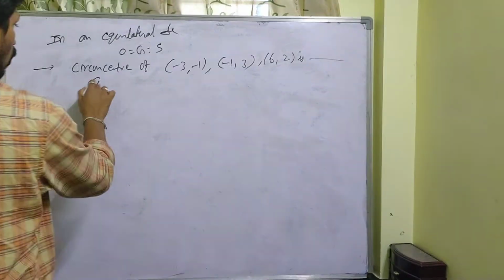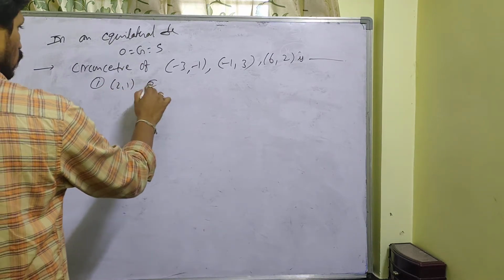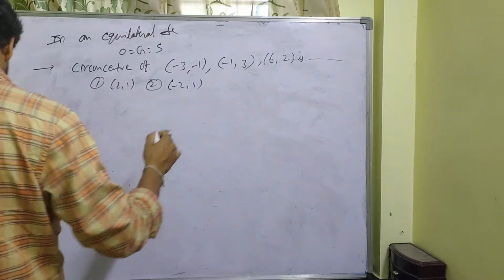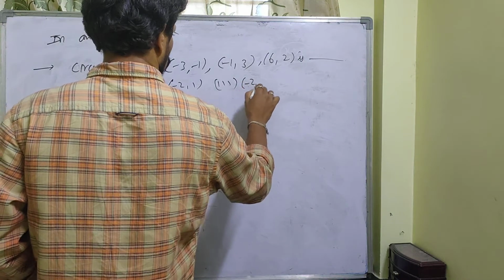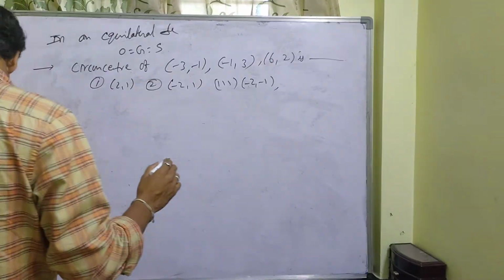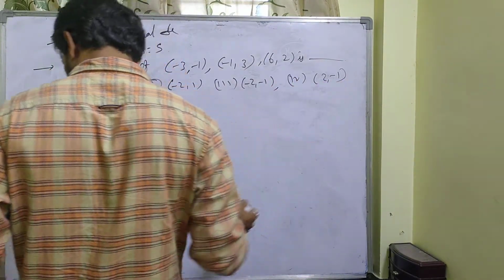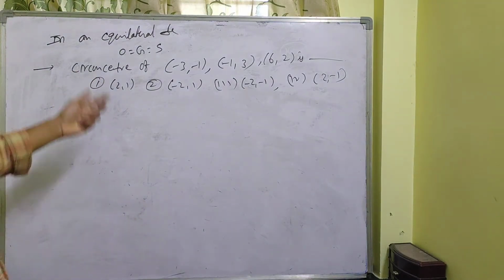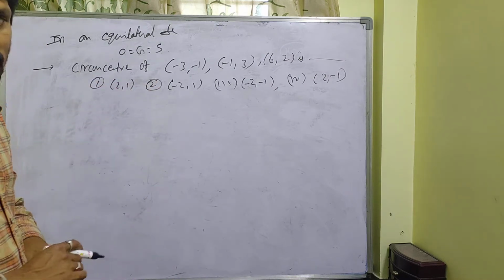If they are given some options, first one 2 comma 1, second one minus 2 comma 1, third one minus 2 comma minus 1, fourth one 2 comma minus 1. See, first of all, if it is an equilateral triangle, we can easily say the circumcenter.